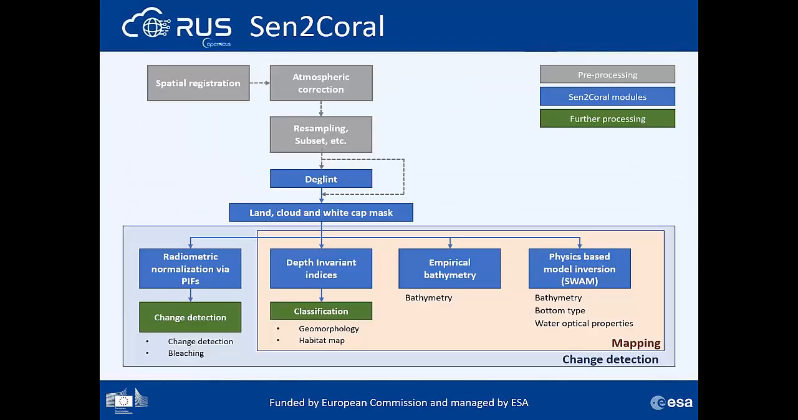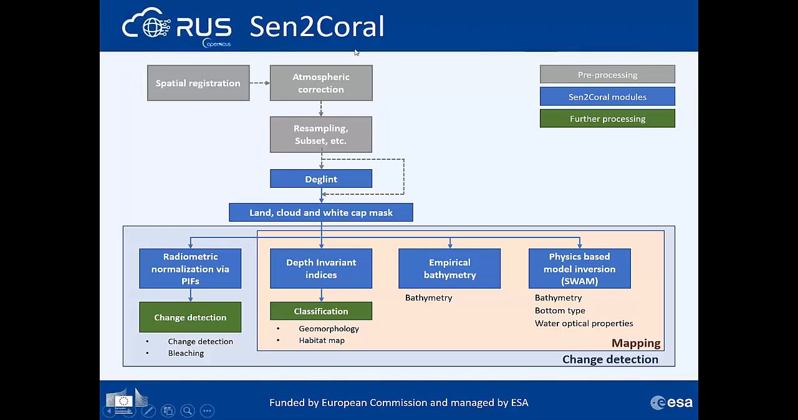Okay, so now just a quick overview of the Sen2Coral toolbox. I don't know if many of you are already familiar with it. Maybe I should have asked that question in the beginning. However, Sen2Coral has been specifically developed as part of the ESA Sen2Coral project with the goal to enable scientific exploitation and validation of Sentinel-2 products for mapping, change detection and assessment of coral reefs. It includes 6 modules. These are indicated here in blue.